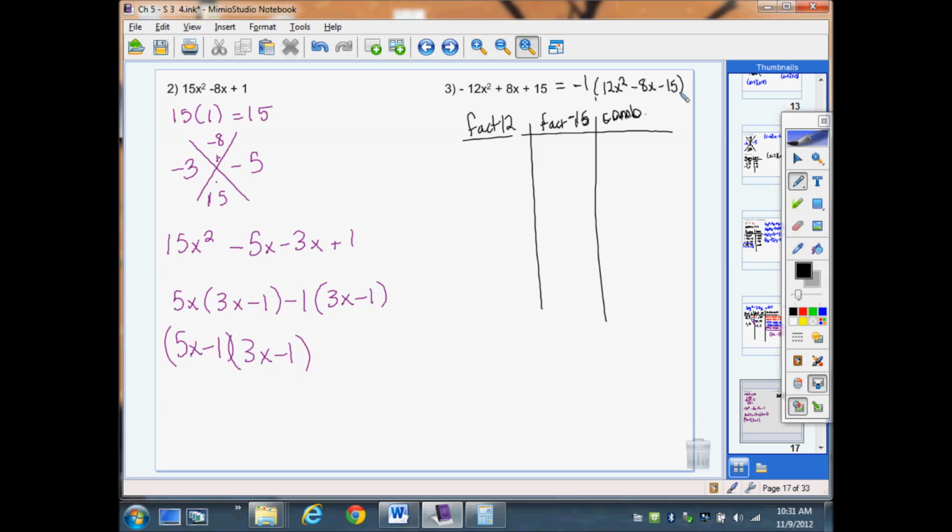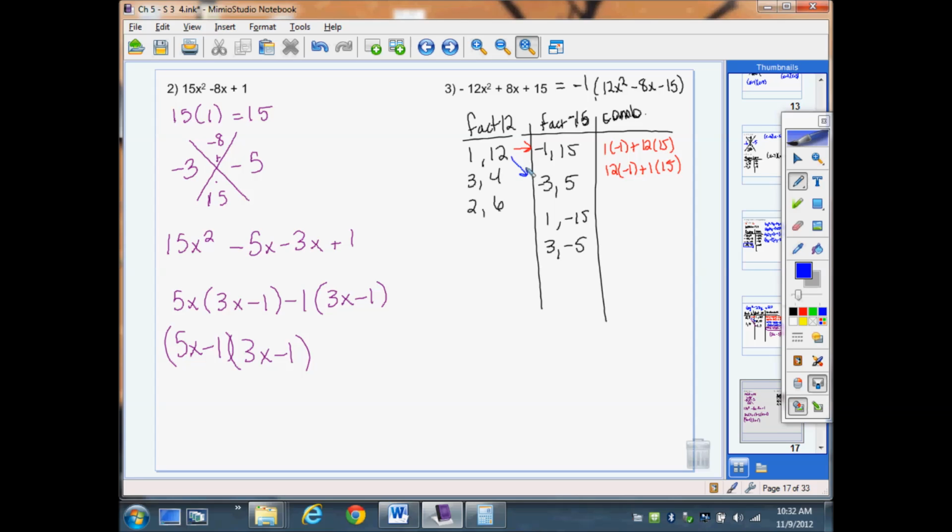So factors of 12. Factors of 15. And they're negative 15. So I'm going to have a negative 1, positive 15, or a positive 1, negative 15, negative 3, positive 5, or positive 3, negative 5. And I'm trying to get a negative 8. I know this one's probably not going to work already, because if I do 1 times negative 1 plus 12 times 15, that is not 8. And if I switch it and I do 12 times negative 1 plus 1 times 15, also not 8.